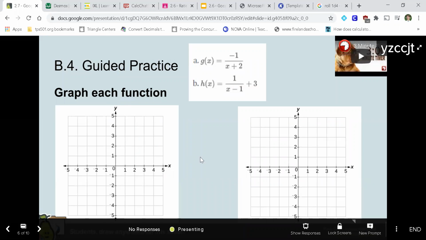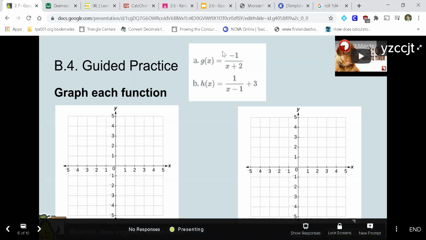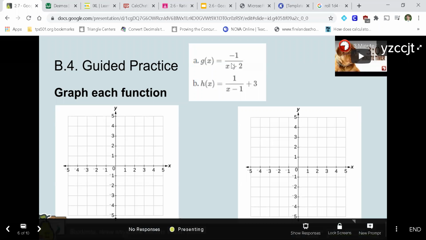So I don't think we're actually going to go through this. We'll just talk through it. Can anyone tell me what the negative would do, what transformation that is? What do negatives do? It rhymes with deflection. It reflects it, right? It reflects it over the x-axis. If the negative was down here by the x, then it would reflect it over the y-axis.